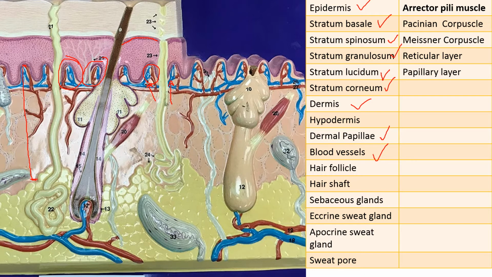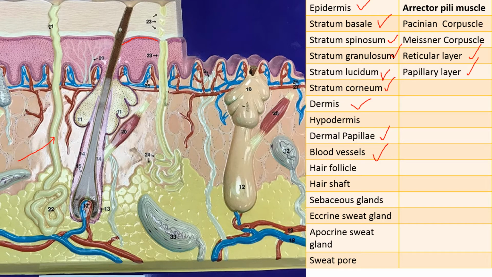Deep to the dermal papillae is where we're going to see our reticular layer of the dermis. It makes up about 80% of the dermis. So that's the reticular layer. You could say that this area around the dermal papillae corresponds to the papillary layer. Also in the dermis, we'll see other structures that are important. We see structures that look like this.